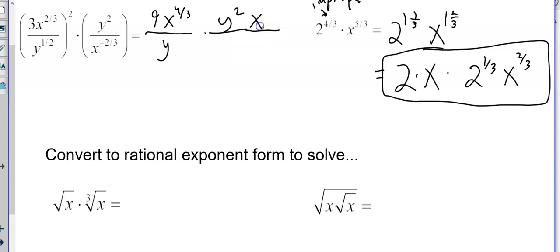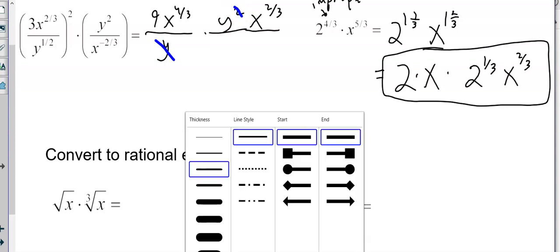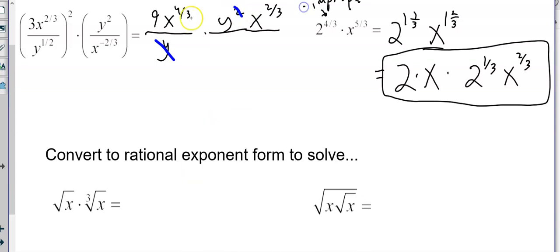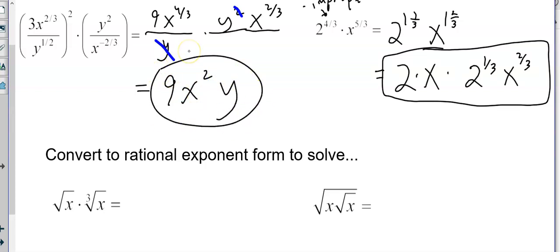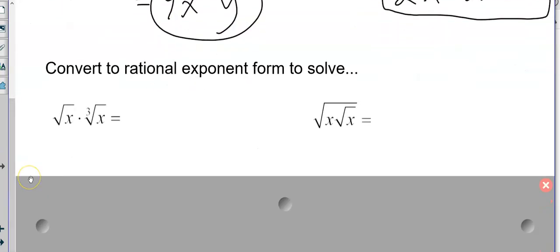So that's going to go up to the numerator and be x to the 2/3 in the numerator. So now if some of the stuff cancels, like this y cancels nicely, there's two y's up there, now there's only one. Kind of handy. And then we add exponents here, so this would be 9, and then x to the 4/3 plus x to the 2/3. So 4/3 plus 2/3 is 6/3, which is 2, so that'd be x squared and y. So that simplifies to be just that.